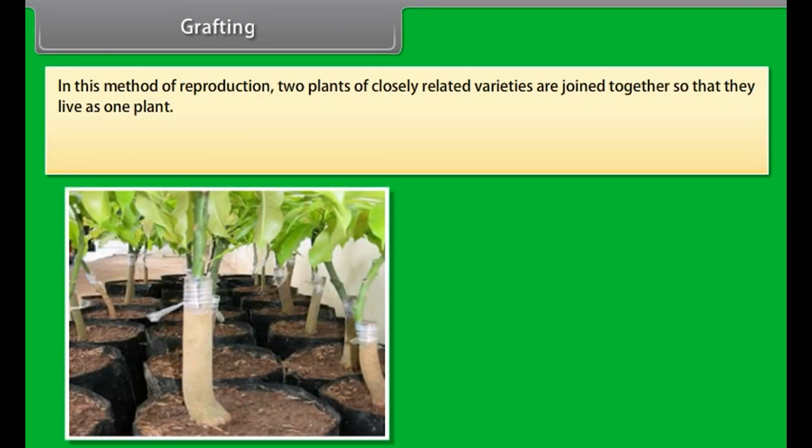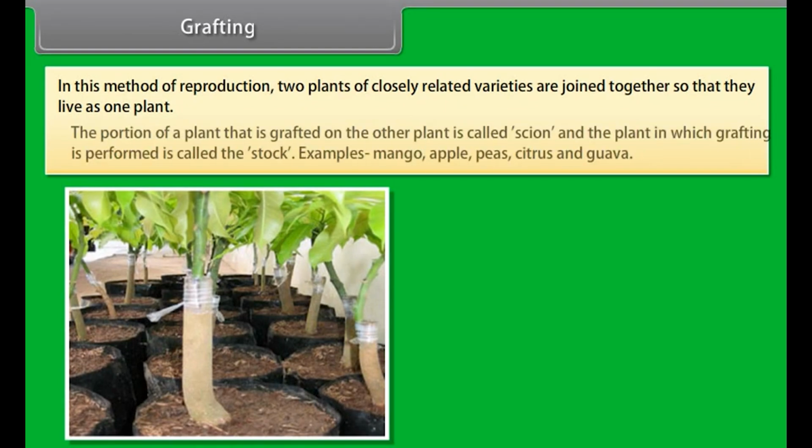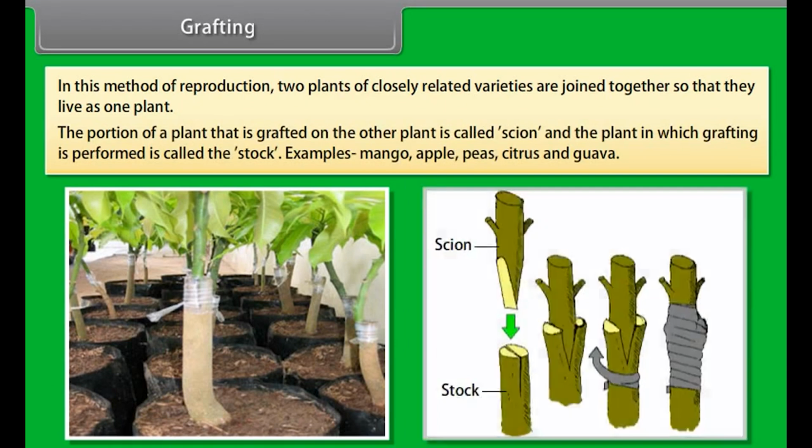Grafting. In this method of reproduction, two plants of closely related varieties are joined together so that they live as one plant. The portion of a plant that is grafted on the other plant is called scion, and the plant in which grafting is performed is called the stock. Examples: mango, apple, peas, citrus, and guava.